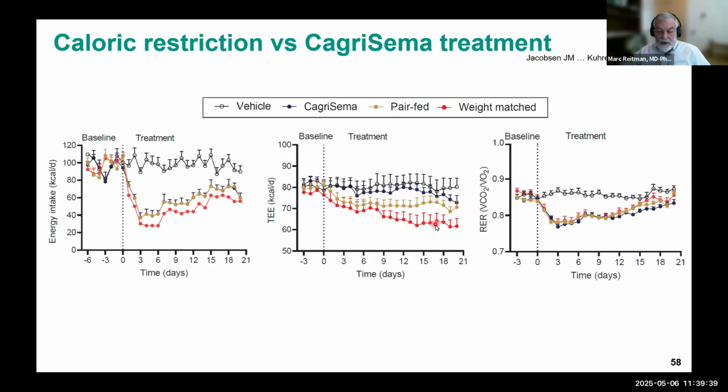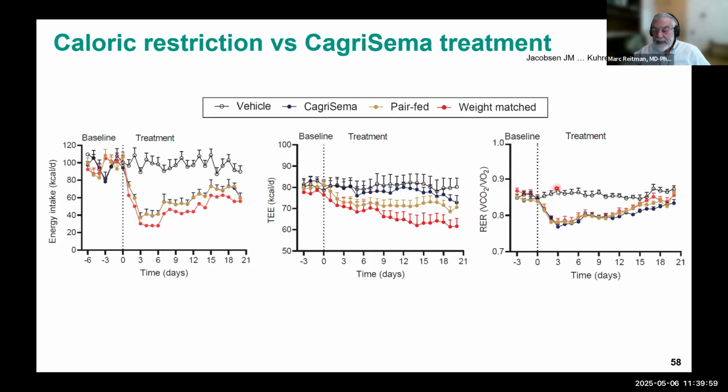If you underfeed more, metabolic rate drops more. If you underfeed less, metabolic rate drops, but drops less. But the point is, this is the weight matched group to this. So there's really a big difference in metabolic rate between the caloric restriction group and the non-caloric and the drug treated group.